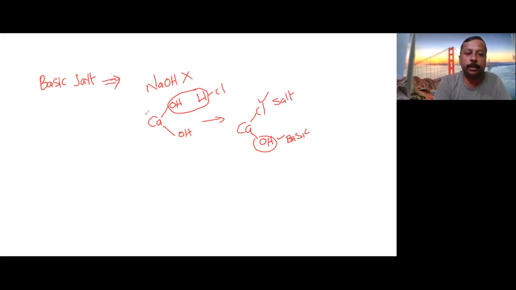Acidic salt, basic salt. These are the three salts I have covered. What are the three salts I have covered? Normal salt, acidic salt, basic salt. All of them come under the simple salt. I think all of you noted. If you have not noted, you can note it afterwards by going through the video again.